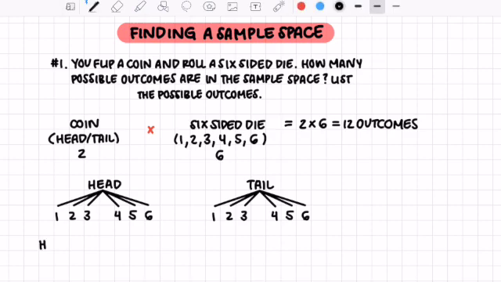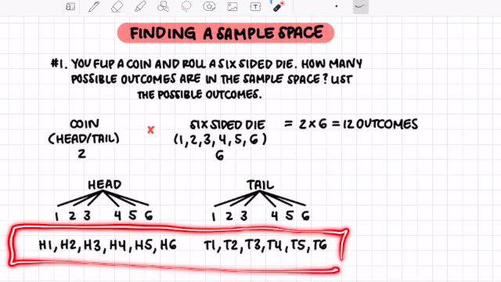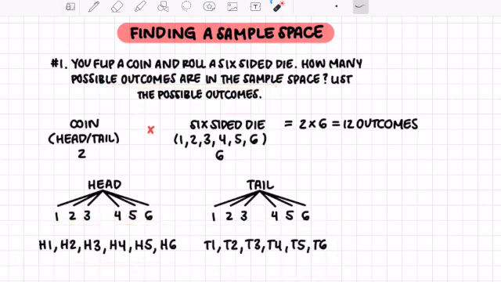So the first one was heads, and we rolled a 1. The second one was that we got a head and rolled a 2, head and rolled a 3, head and rolled a 4, head and rolled a 5, head and rolled a 6. The other option was that we got a tail and rolled a 1, tail and rolled a 2, tail and rolled a 3, tail and rolled a 4, tail and rolled a 5, and the last one was tail and rolled a 6. Okay, so this would be all of my options listed out. All those possible outcomes that could have happened are shown here.